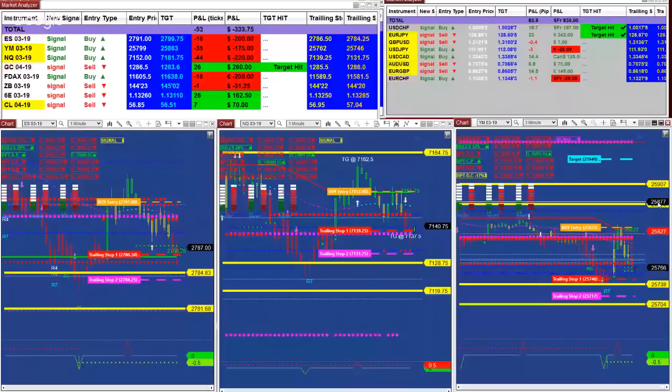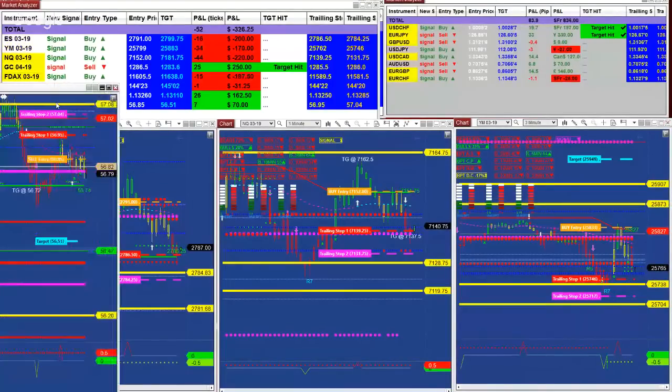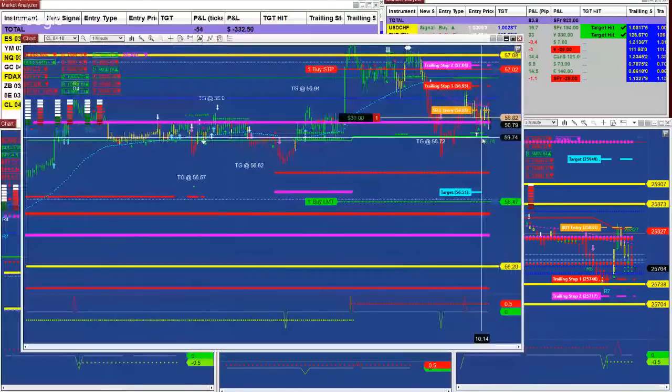For the guys who are following the CL, this is my problem with the CL at the moment. As you see, we have 56.74, and it is.